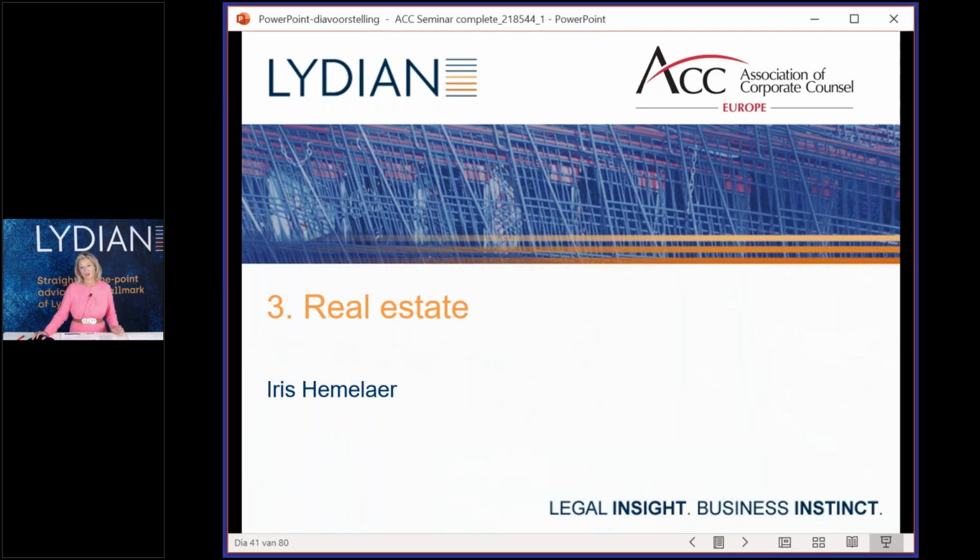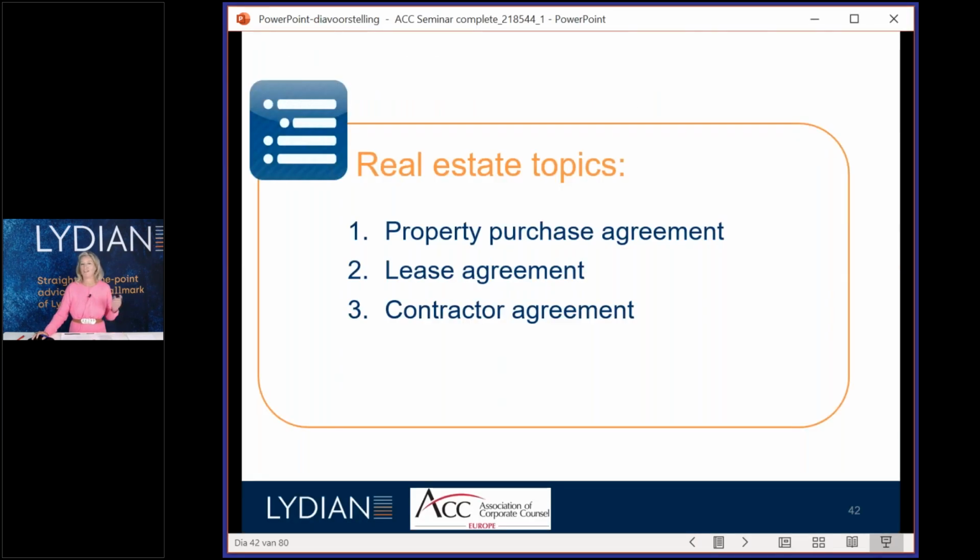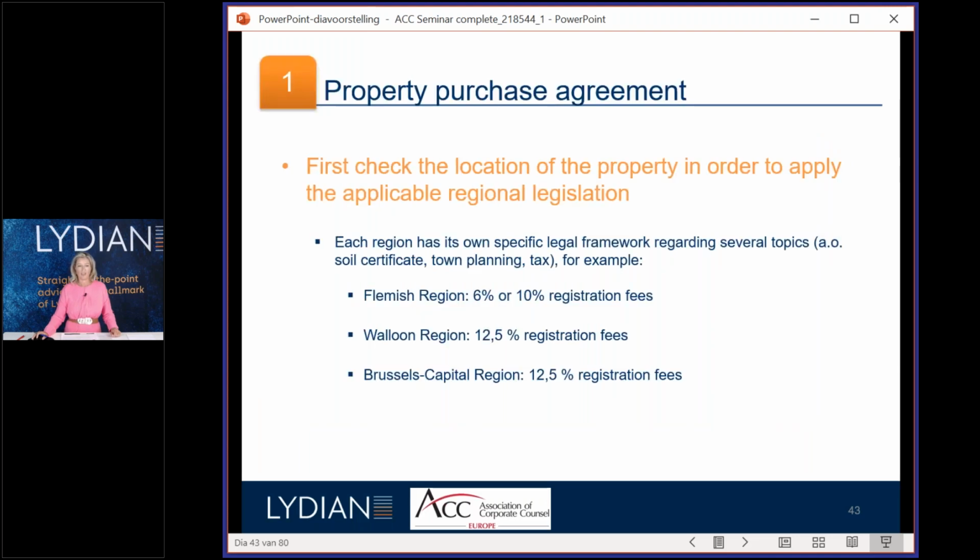Time frame is quite limited, so unfortunately my presentation will be quite limited as well. I will limit my presentation to only 3 topics. Those are the most important real estate related topics nonetheless. We'll start with the property purchase agreement, then lease agreement, and then finally I will shortly discuss the contractor agreement.